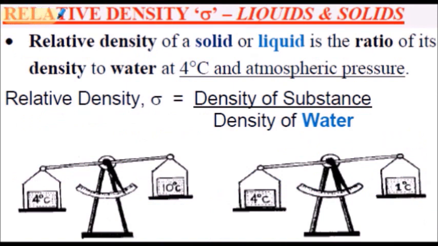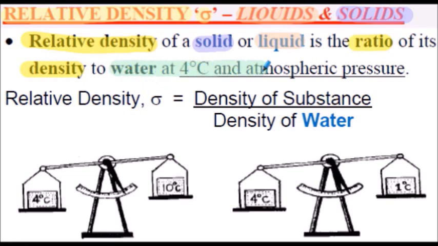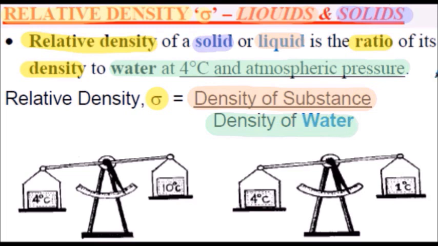Let's consider relative densities, symbol sigma, of liquids and solids. So the relative density of a solid or a liquid is the ratio of its density to that of water density at 4 degrees C and standard atmospheric pressure. So relative density, symbol sigma, is the density of our substance, for example, density of a liquid, divided by the density of water. Just note for reference, relative density will have no unit. It is a ratio of densities.